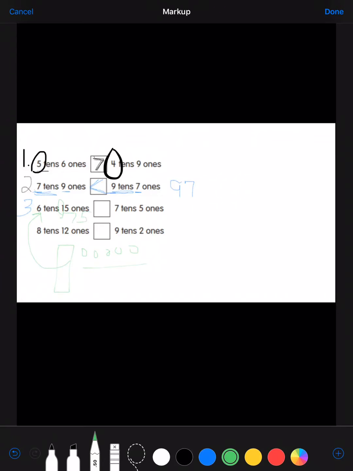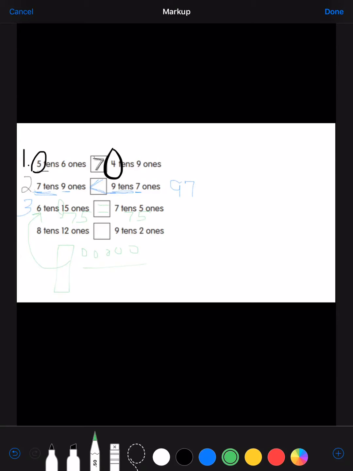Wait a minute, this looks familiar. 7 tens, 5 ones, what number is that? That's the number 75 too. So 75 isn't greater than 75. 75 isn't less than 75. 75 is equal to 75. One more problem, boys and girls.